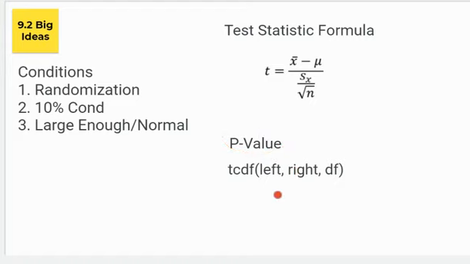Now, one last thing, don't forget to double your p-value if you have a two-tailed test. Okay, so tcdf will only give you one of the two tails. So you want to multiply this by 2 if, you got to remember, it's a two-tailed test, if the alternative hypothesis says not equal to.